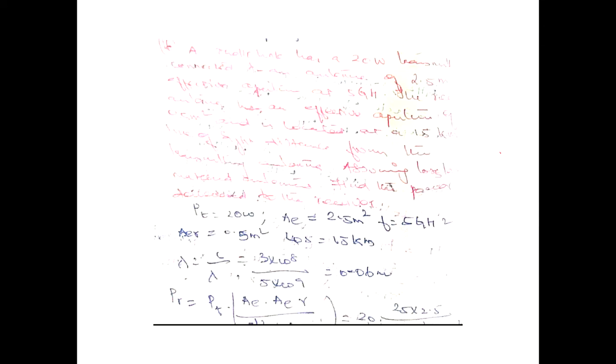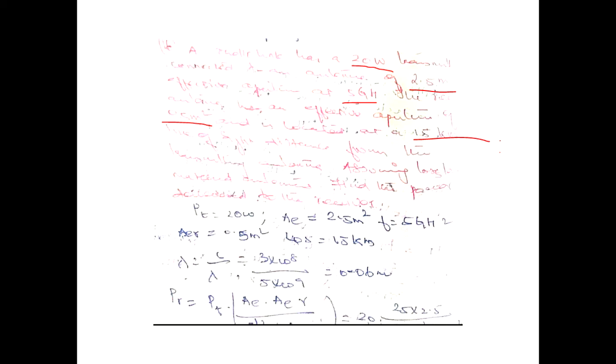Next problem: a radio link has a 20-watt transmitter connected to an antenna with an effective aperture of 2.5 square meters at 5 gigahertz. The receiving antenna has an effective aperture of 0.5 square meters and is located at 50 kilometers.